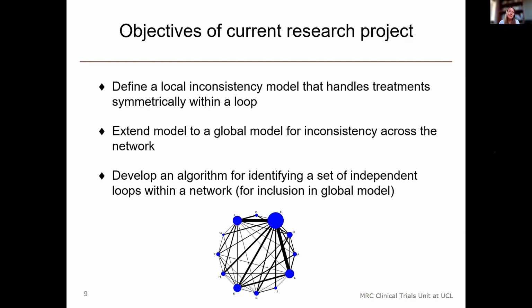In a large network, like the example on this slide, it's not straightforward to identify a set of independent loops. So our final aim of this project was to develop an algorithm for identifying a set of independent loops in a network in order that they could be included in our global inconsistency model.